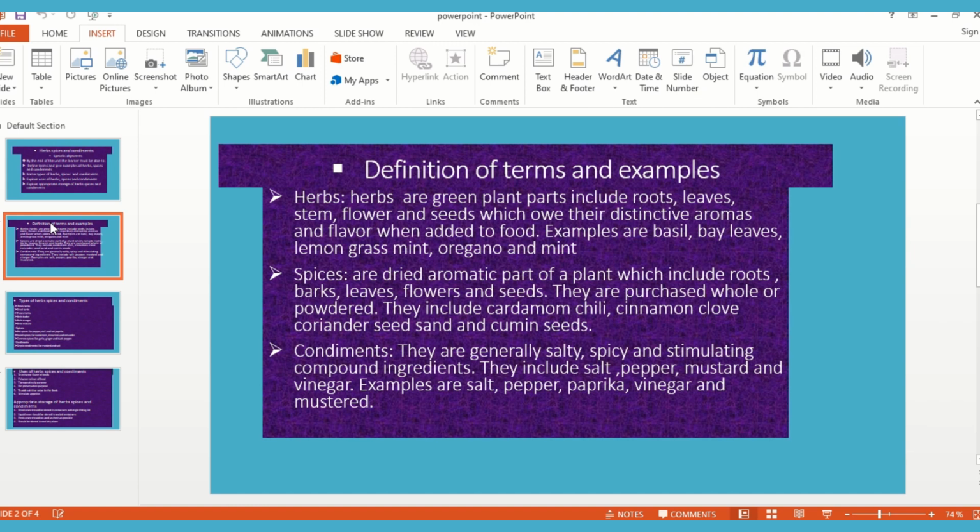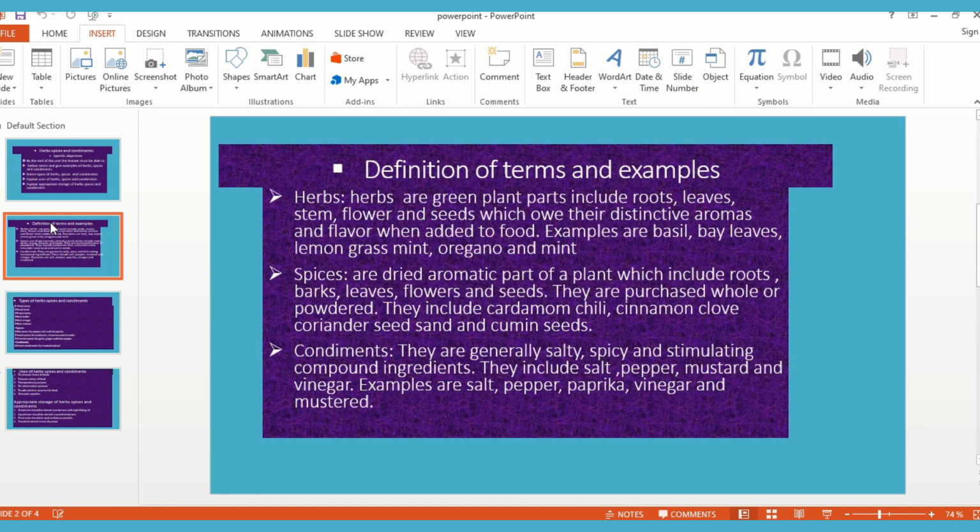Let us also look at the term spices. Spices are dried aromatic parts of a plant which include the roots, the barks, the leaves, the flowers, and the seeds. They are purchased whole or in powdered form.